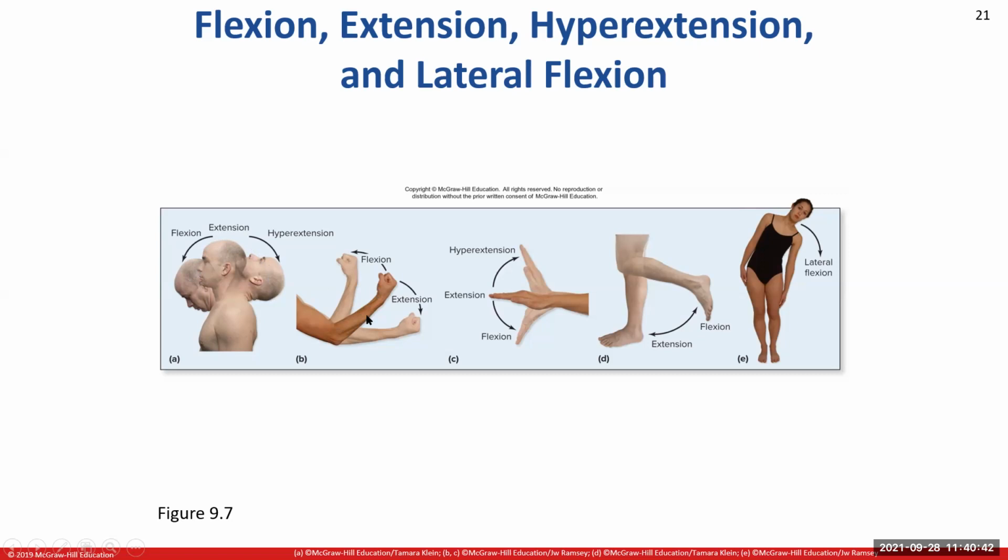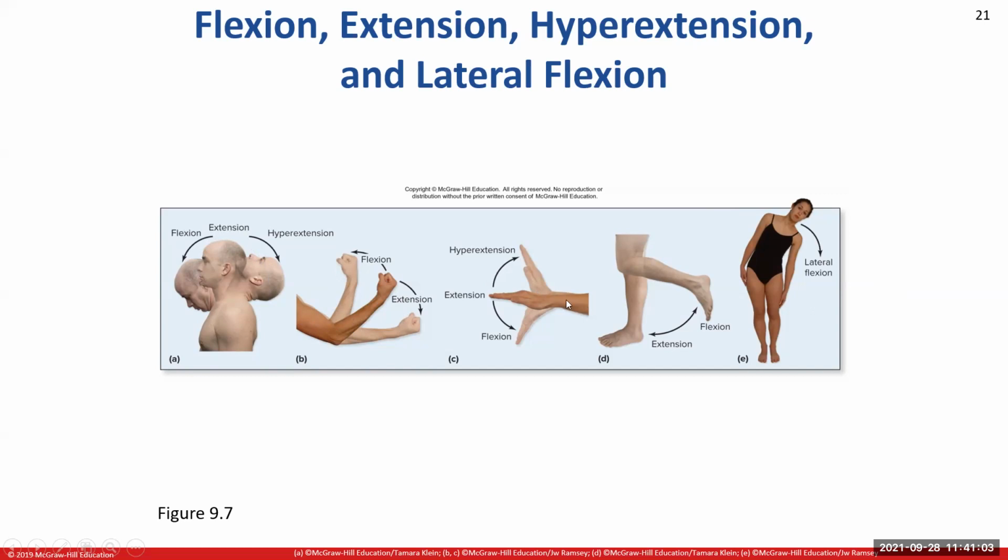We're talking about at the elbow here. Tell them to make a fist. Bring your fist toward your face at the elbow. You start to flex your elbow. Straighten your arm as far out as you can. Then you're extending the elbow. It's all about the angle between these bones here and this bone here.